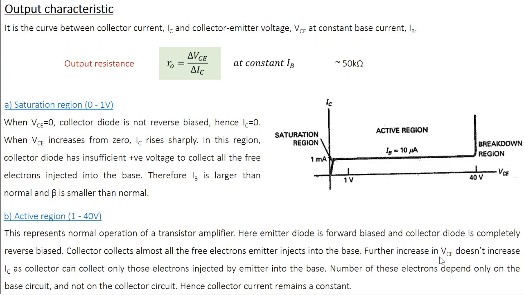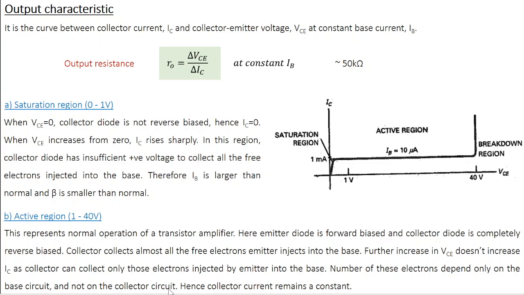So a further increase in VCE doesn't increase IC, as the collector can collect only those electrons injected by the emitter into the base. The number of these electrons depends only on the base circuit and not on the collector circuit. Hence, collector current remains constant. So I can illustrate this with an example.